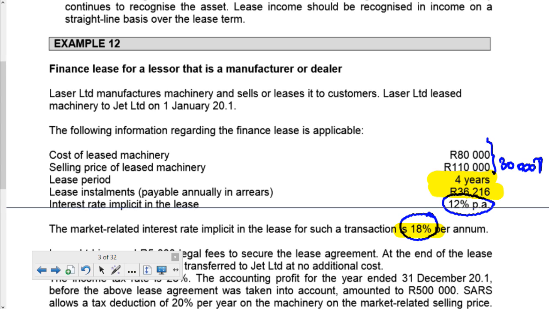What is the value of 36,216 per annum over 4 years at 18%? That will give me a PV at 18%, not 14, sorry, 18%. Where's my little calculator thing?